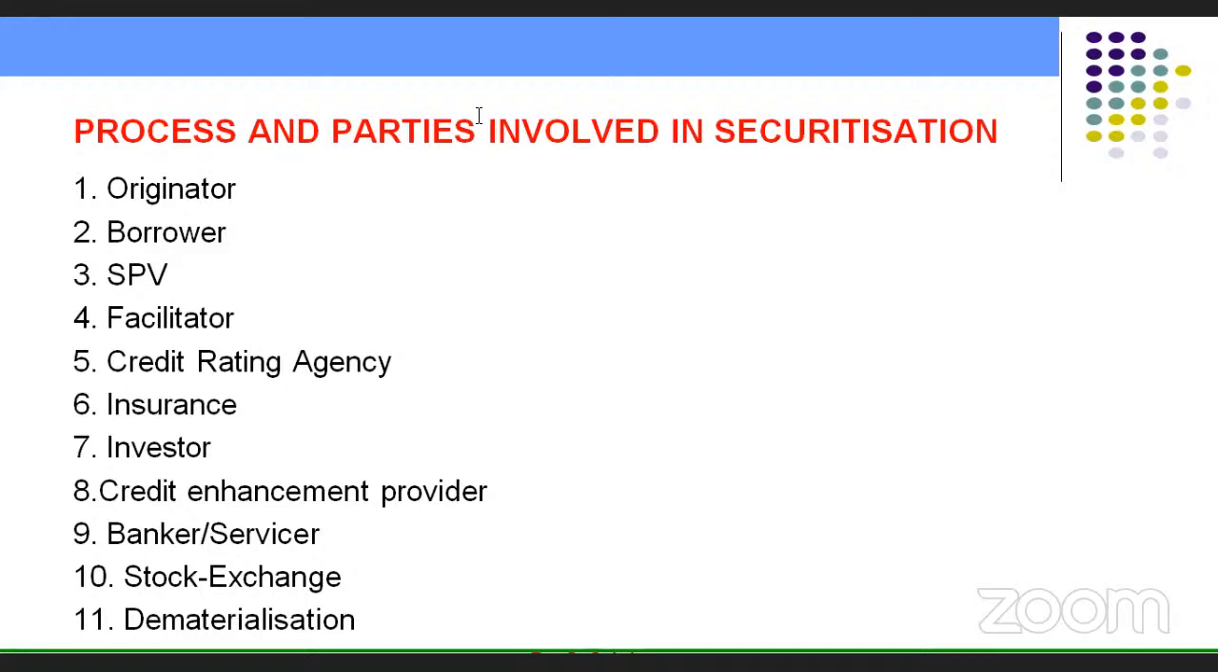Then bank or servicer. When the borrowers repay their EMIs, the money is collected by the banker or originator to remit to the special purpose vehicle.